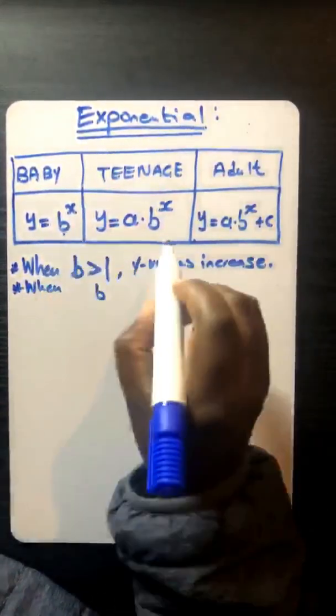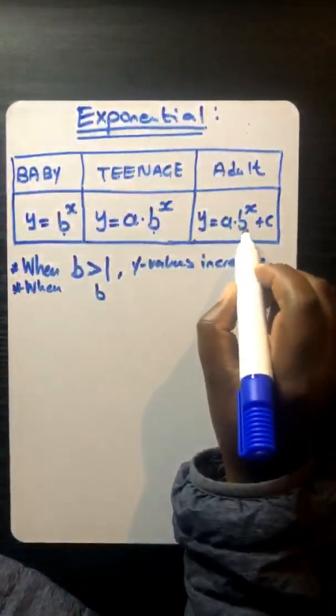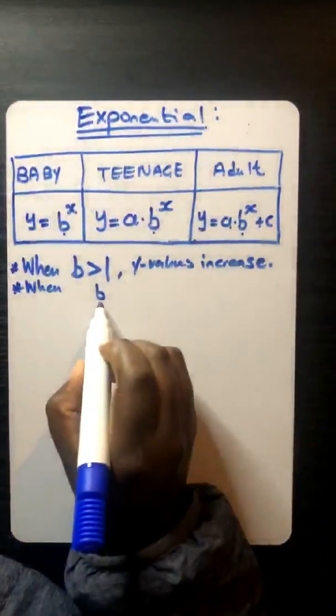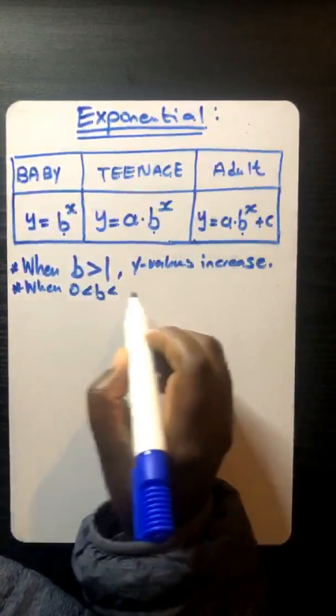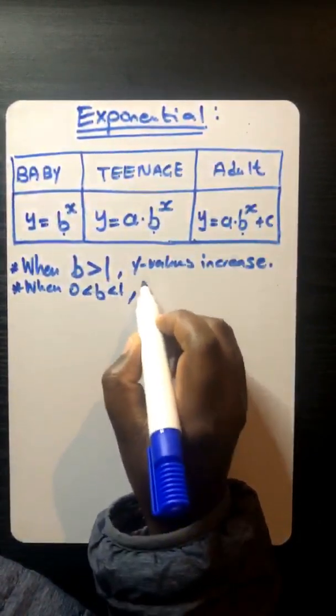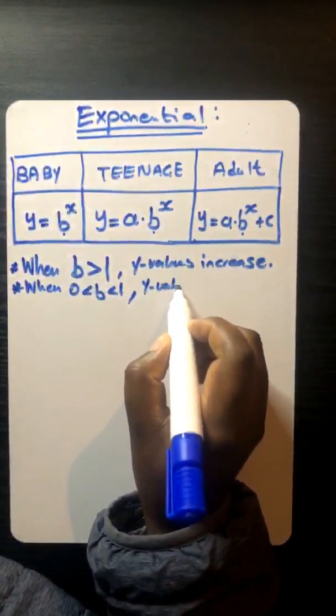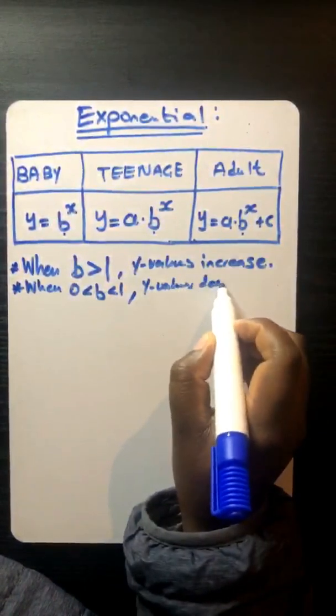Which means, good people, when this b value, remember the b value, always when I talk about b, I'm referring to that value. So when this b value is between 0 and 1, y values decrease.